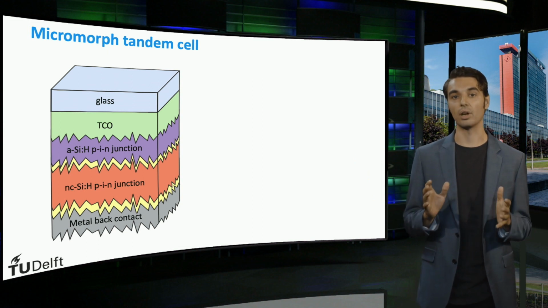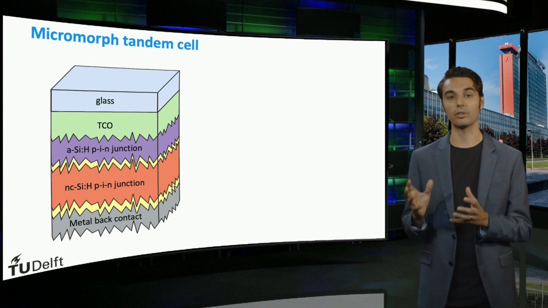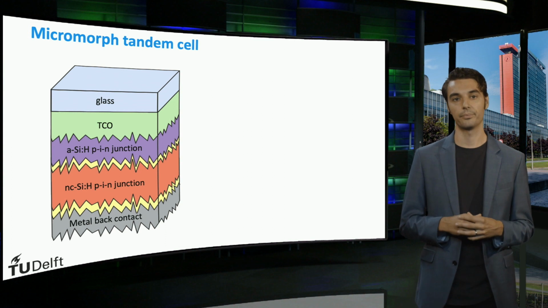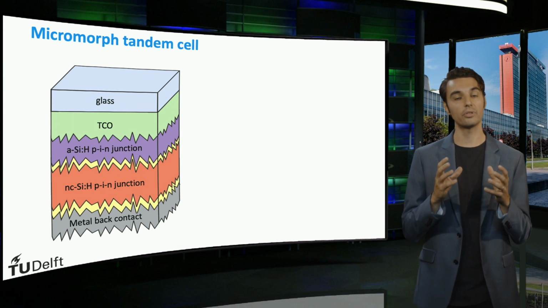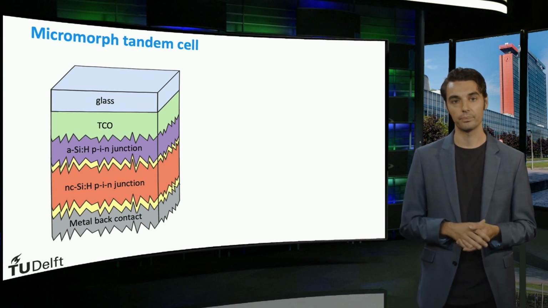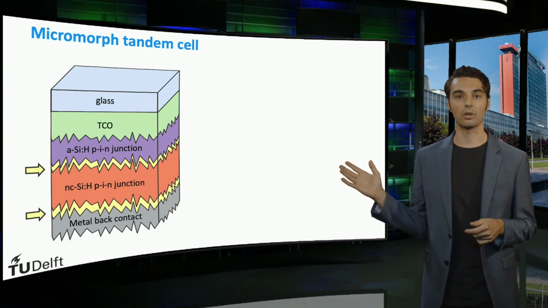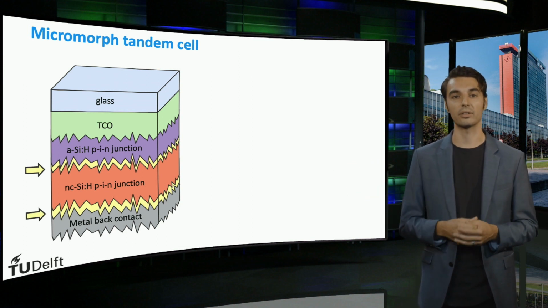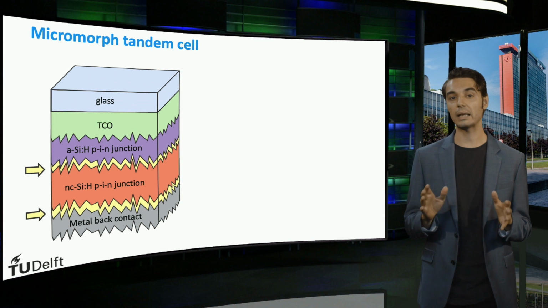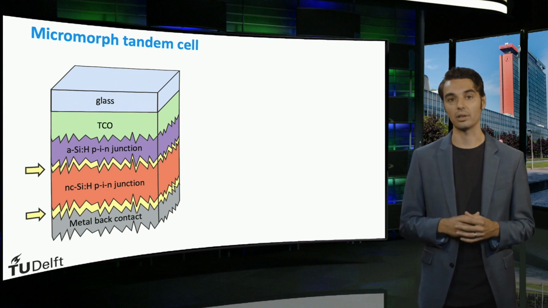A micromorph cell consists of an amorphous and a nanocrystalline silicon junction. Amorphous silicon is placed on top since it has the highest bandgap energy. These thin yellow layers in between are intermediate reflective layers. Let's take a quick look at the Venn diagram of this tandem device.